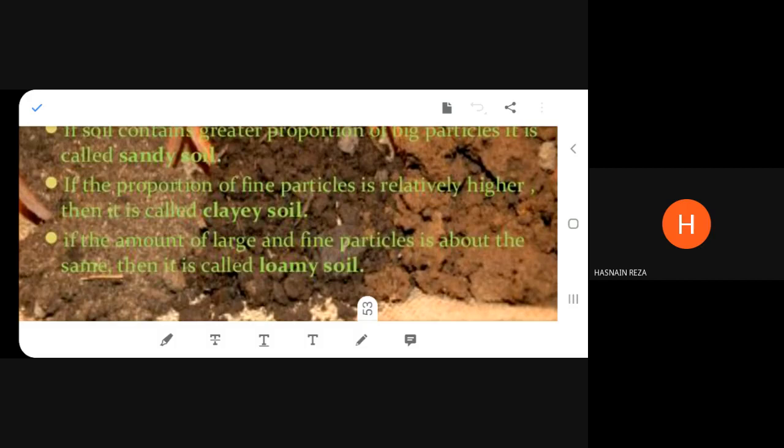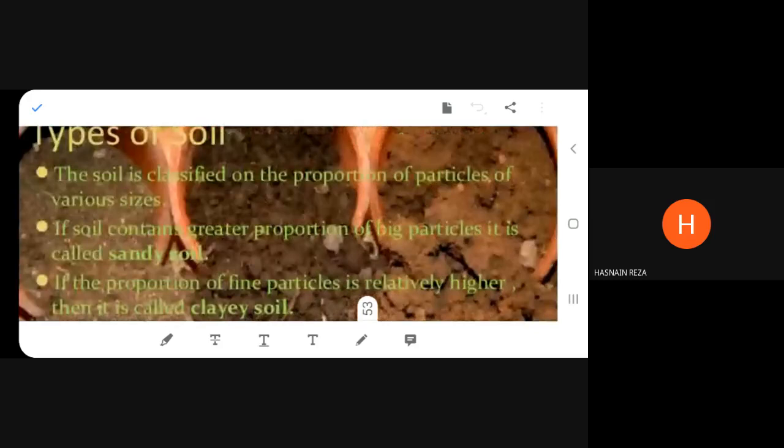Fine. So what do you understand? How many types of soil do we have? Three, right? Depending upon the size of particles, we classify into sandy, clay, and loamy soil.